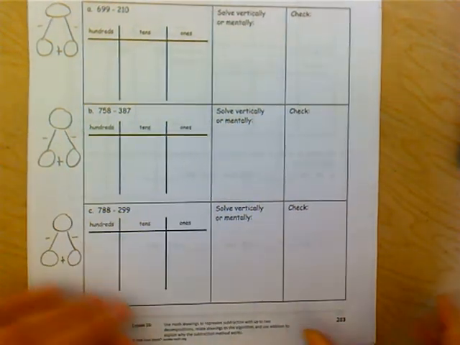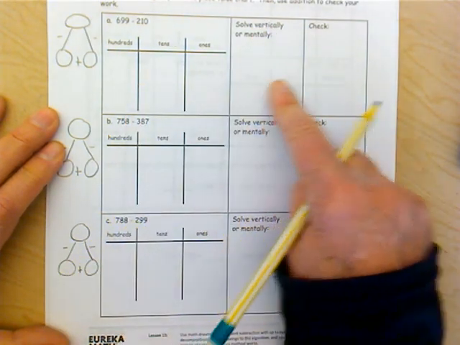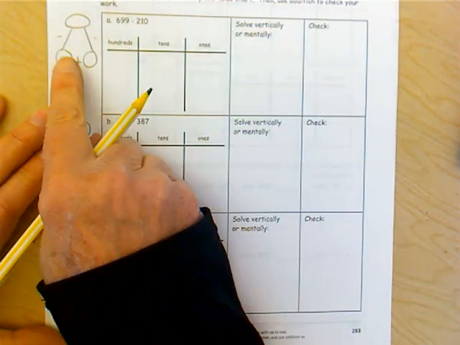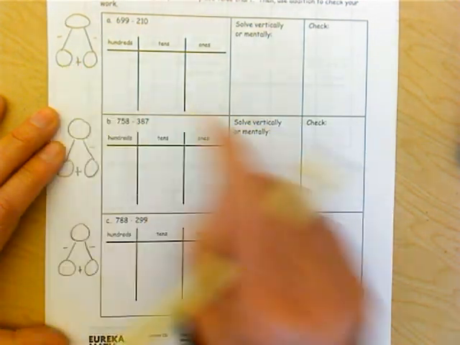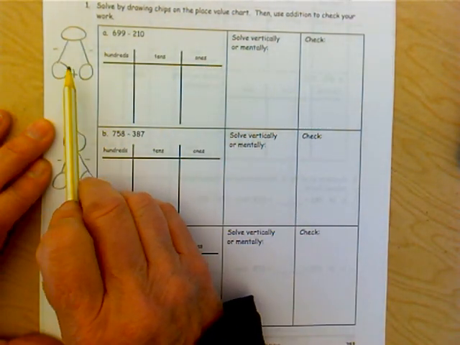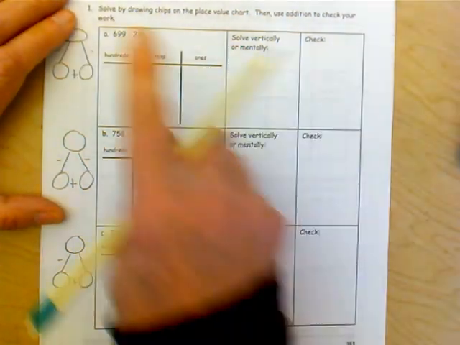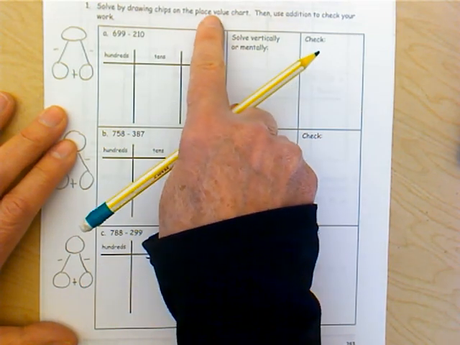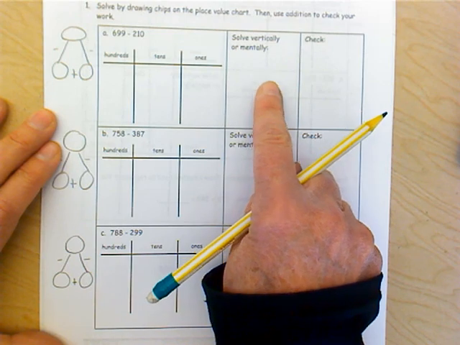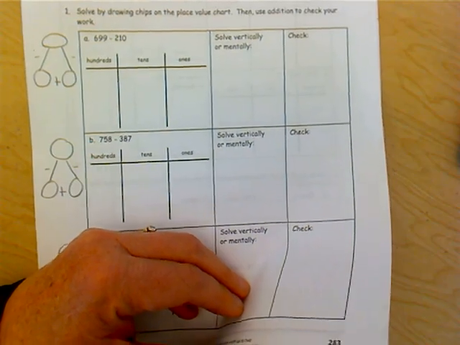So there we have that. You're going to be doing the number bond, the chip model, vertical model, and then you're going to be checking to make sure that your vertical model matches your number bond. So basically you're doing 4 different steps for each of these 3 problems, and you're going to solve by using the chip model and the place value chart, and then you're going to use your addition to solve vertically, and then you're going to be checking your work. All right, so that's those problems.